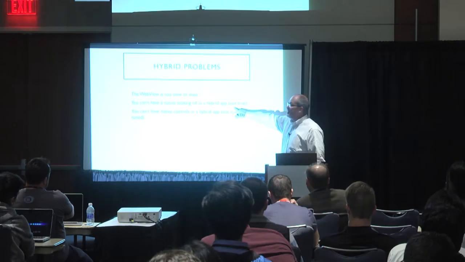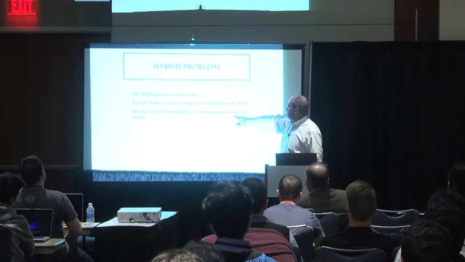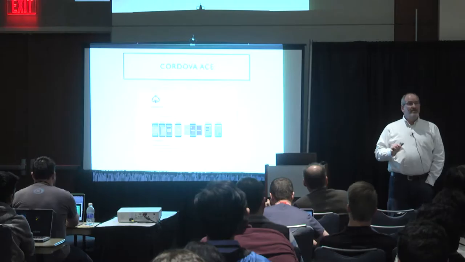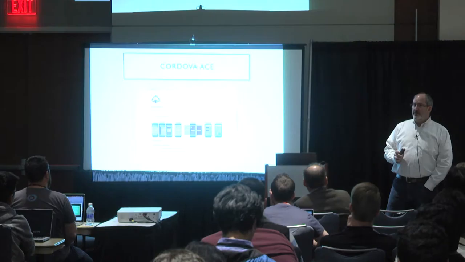And you can't have native controls in a hybrid app. That's not true either. So the PhoneGap team is doing something called Cordova ACE, which allows you to build a Cordova app with a native UI. Interestingly enough, this project is being led by Microsoft. And they're doing Android and iOS first. It's a crazy world we live in.